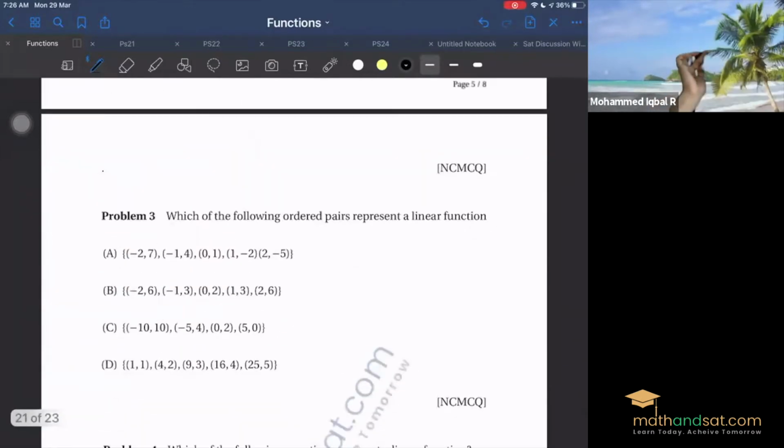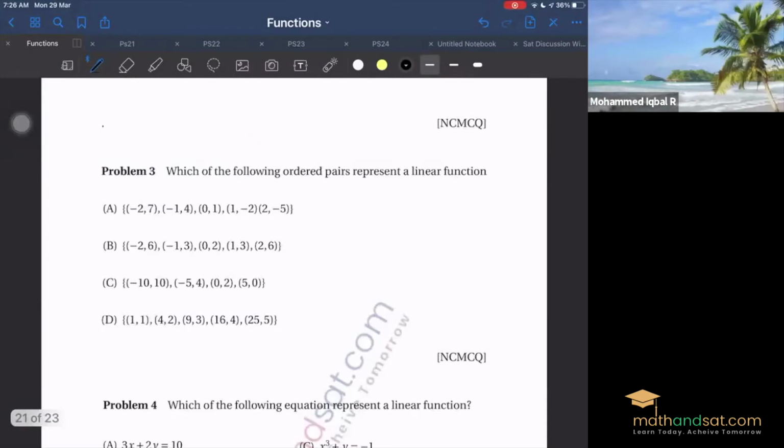Right. Now the next question, question number 3. Which of the following ordered pairs represent a linear function? Okay, that's an interesting question. There are multiple ways to represent a linear function, and we have seen a graph can be used. Now they have given ordered pairs.